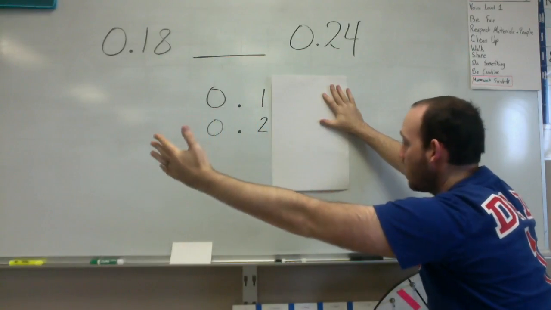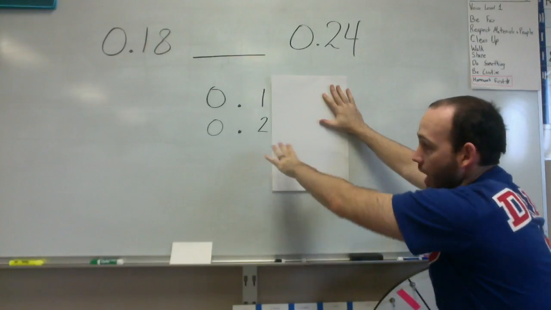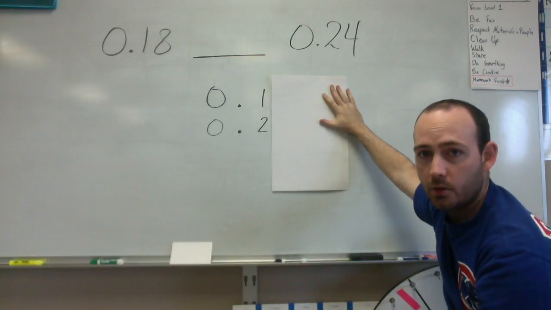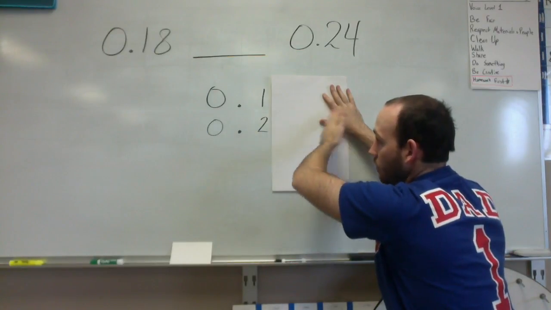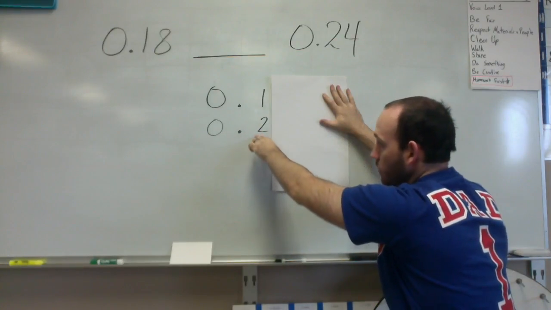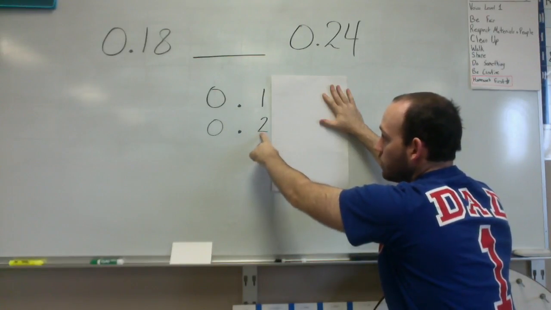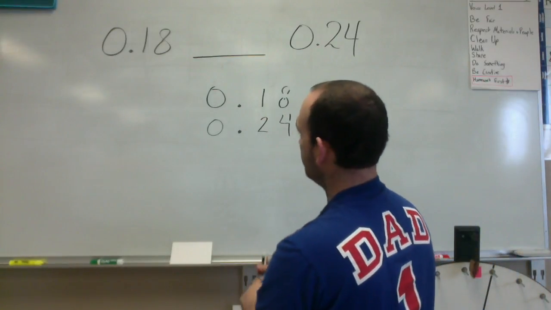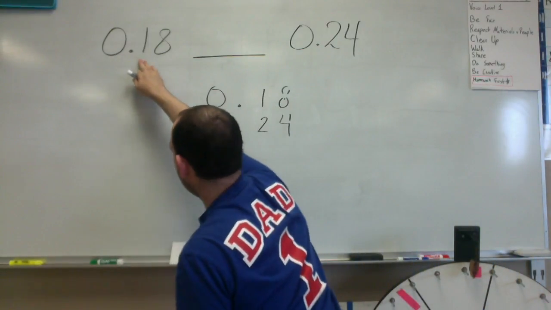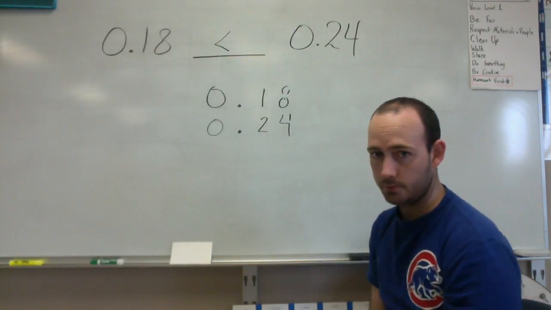Now it does not matter how far any of these go or what's on the other side, I can tell just by looking at this place value which one is bigger. Since this is a bigger place value than what's over here, a 2 here is worth more than whatever this is because there's only a 1 there. So I know the one with a 2 in the tenths place is bigger, which happens to be this one. So I would write this as 18 hundredths is less than 24 hundredths.